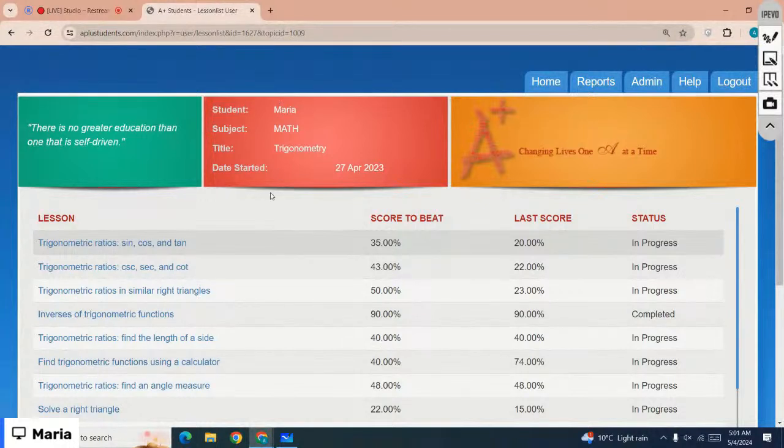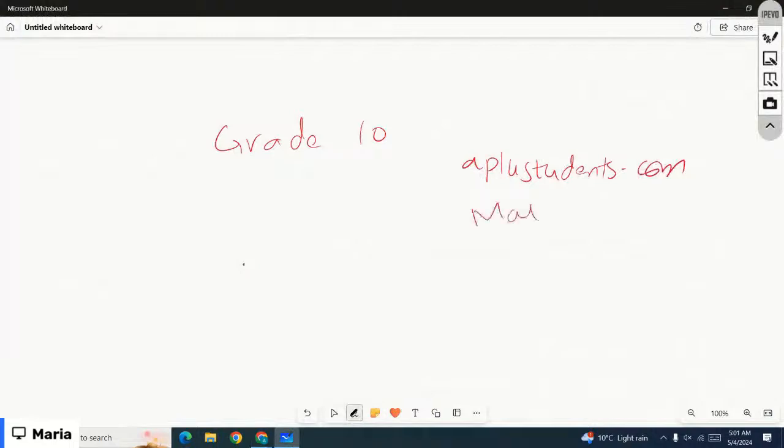We are here for grade 10 math. You can find all the lessons on aplusstudents.com. You have to log in there using your email address and password as provided by the administrator. Then you have to select math from the subject tab. Scroll down to grade 10 and then click on view all lessons. So there you can find a list of the chapters. You're going to start with the chapter trigonometry.